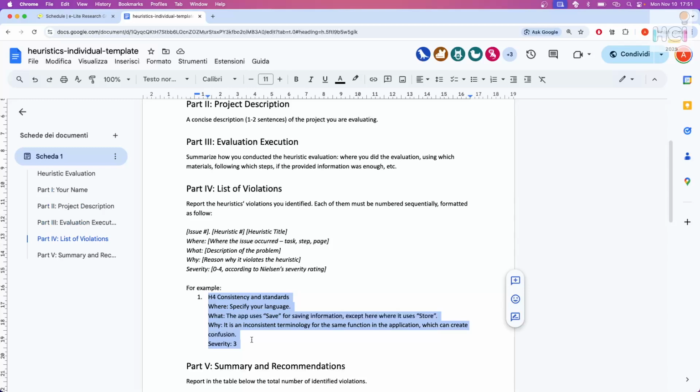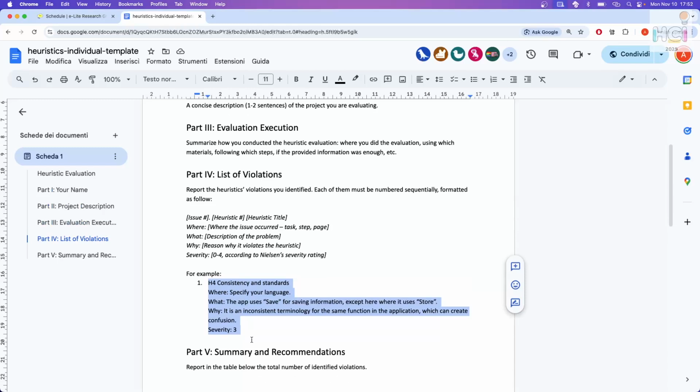What if we do not reach the 10? It's really difficult not to reach 10 violations. I mean, I think you can easily reach this level, okay? So I suggest you, let's try to find at least 10 violations, but if you do it properly, you will likely discover more than 10 violations, okay?